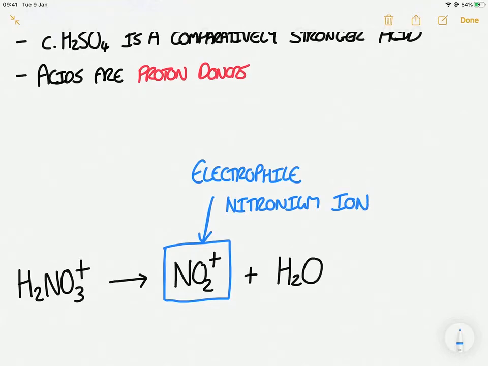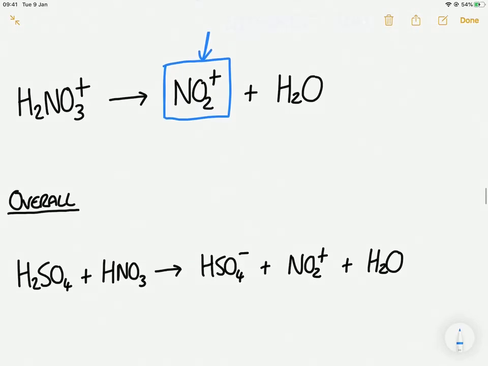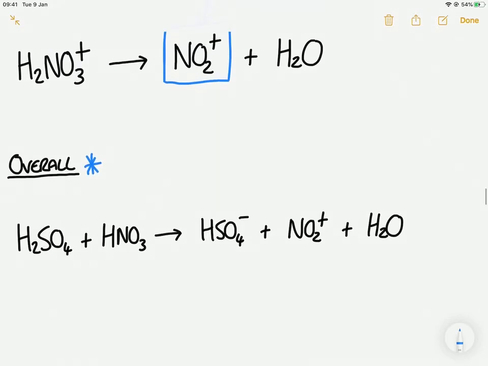Now, overall, generally people do this in one equation, so let's have a look at what that looks like. This is the version you should probably learn, by the way. So you've got your sulfuric and your nitric. You get your hydrogen sulfate ion, the electrophilic nitronium ion, NO2+, and water. That's effectively the combination of the two equations that I showed you, where you cancel out the H2NO3+.